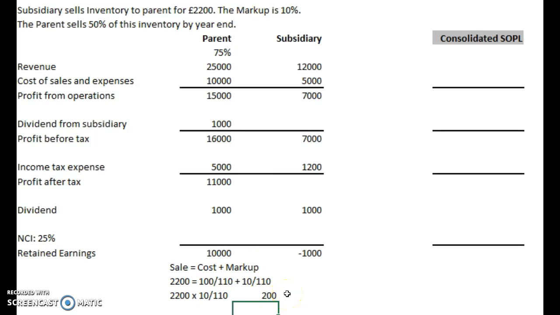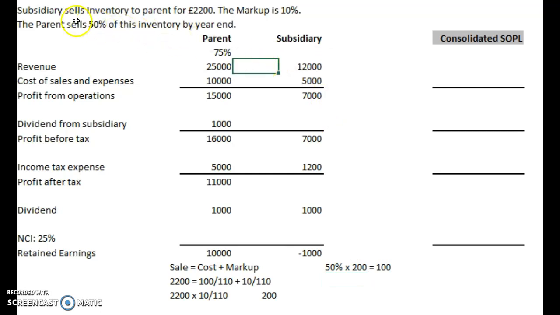Now that's the total profit for the entire transaction between the parent and the subsidiary, and we know that the parent only sold 50%. So the profit realized of 200, 50% of that is going to remain unrealized at the end of the year. It shouldn't take rocket science to tell us what that amount is. 50% of 200 means there's £100 unrealized profit.